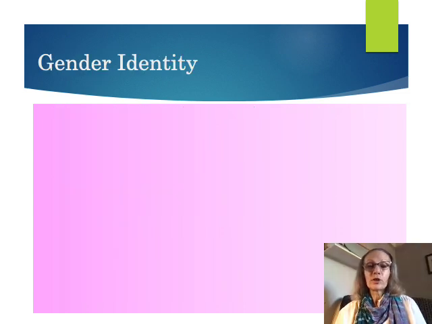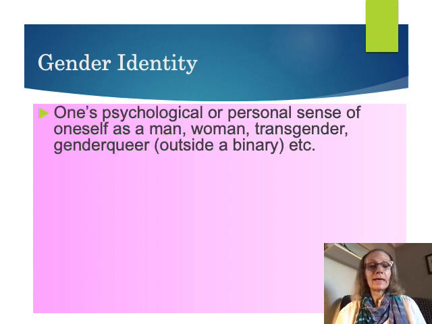Okay, so let's move on to gender identity. What is gender identity? Gender identity is one's psychological or personal sense of oneself as having an identity of being a man, a woman, transgender, genderqueer, being outside of the binary of man and woman. So gender identity is basically how you feel. Do you feel like a woman? Do you feel like a man? Do you not feel like either a man or a woman? Okay, so it's your psychological or your personal sense of oneself.